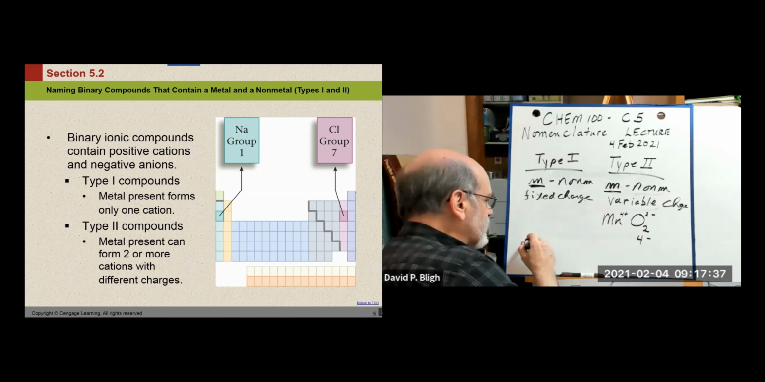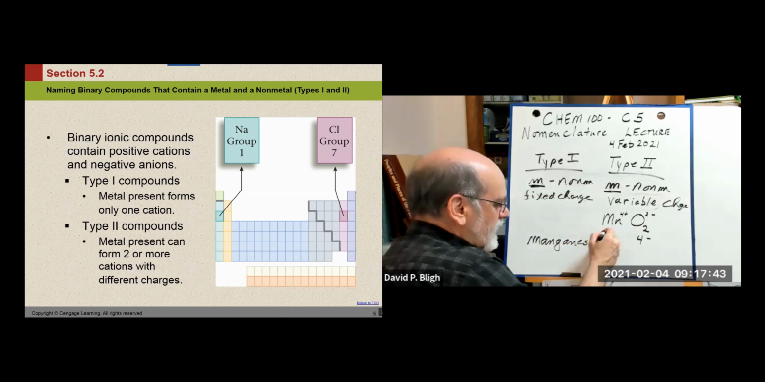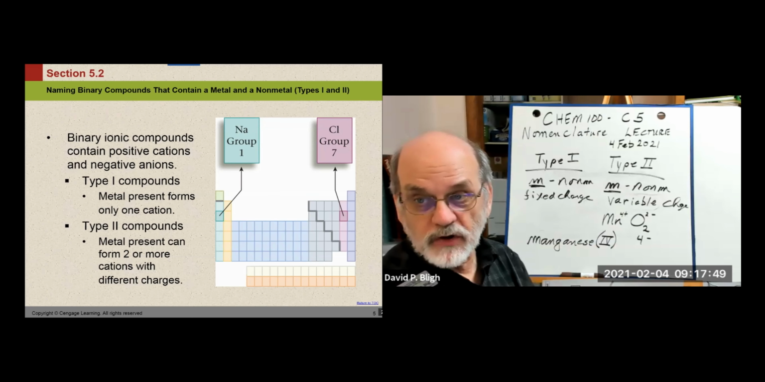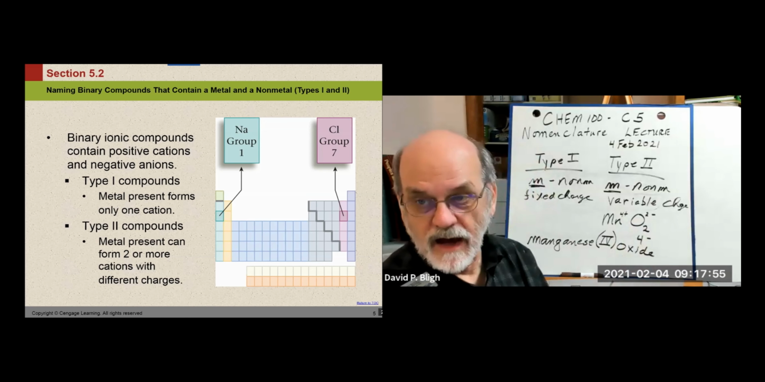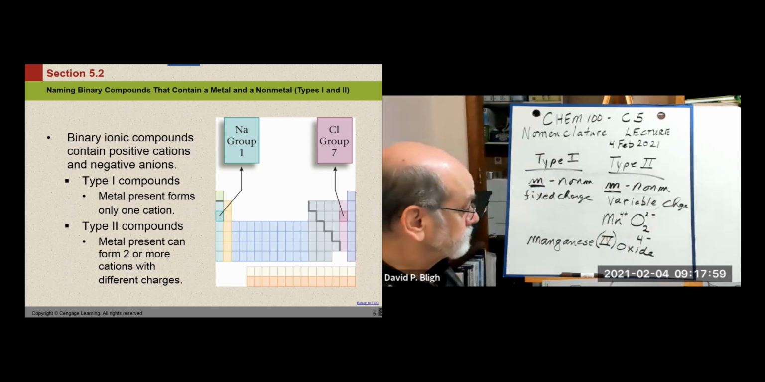Now we say manganese. And then we put the charge in parentheses using Roman numerals. And then we just say oxide. Manganese(IV) oxide. All right.